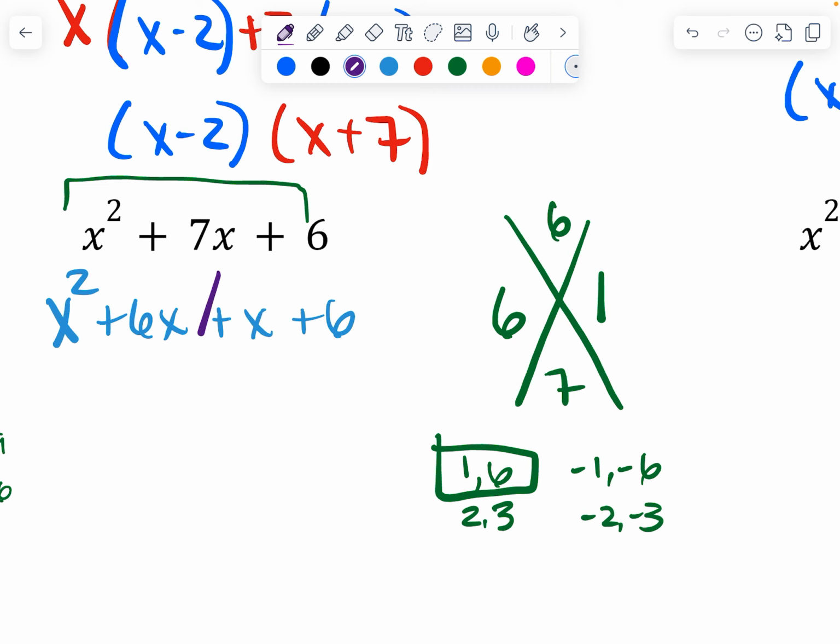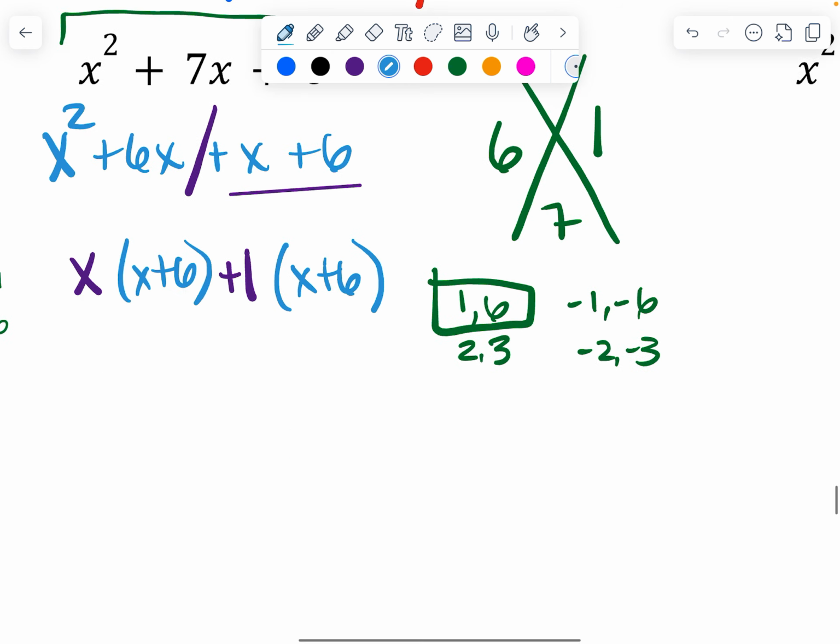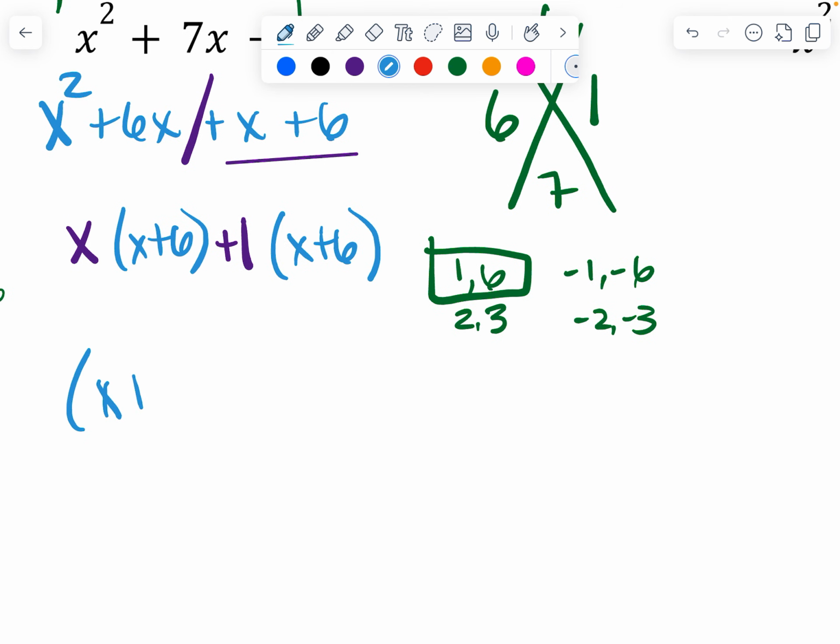Now, I am purposely putting the 1 second so that you can see what happens. Because, again, if I cut this, I would get x plus 6. And the only thing that these two have in common is a 1. You've got to write that 1. And that's why I had us do this one this way. So x plus 6 and x plus 1.